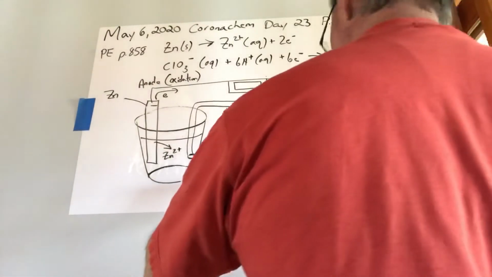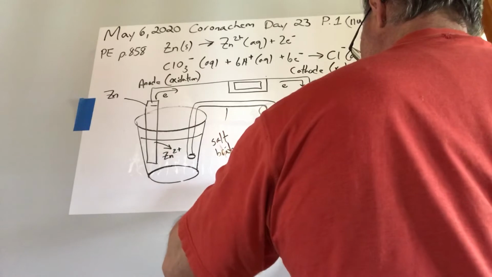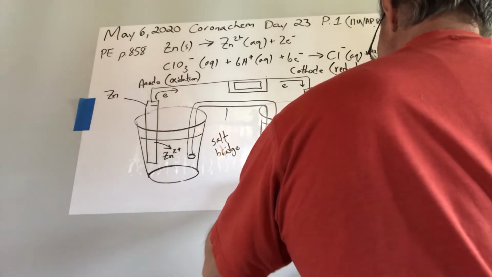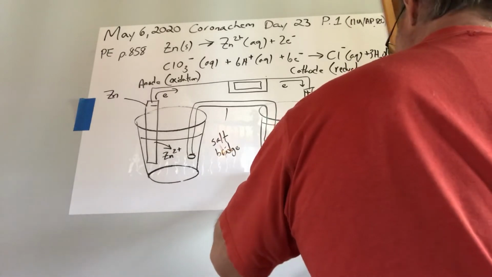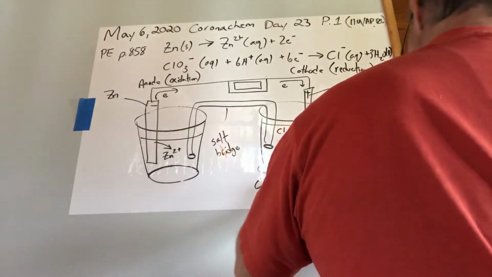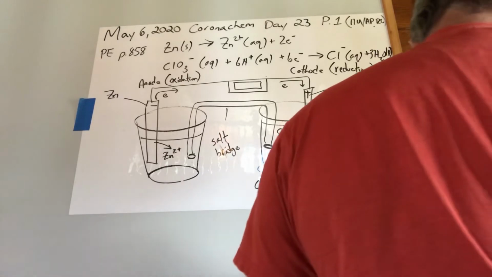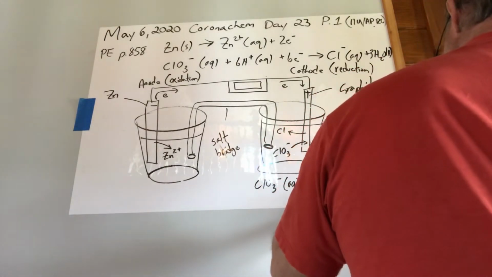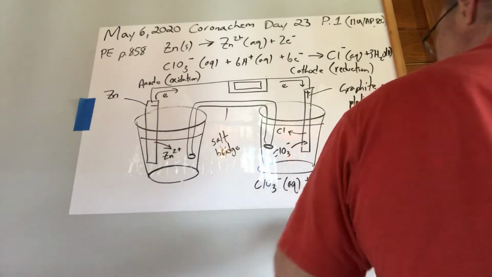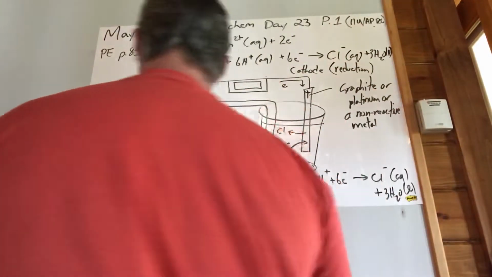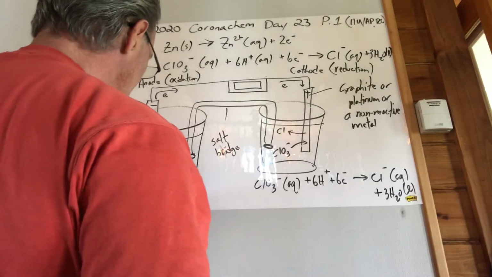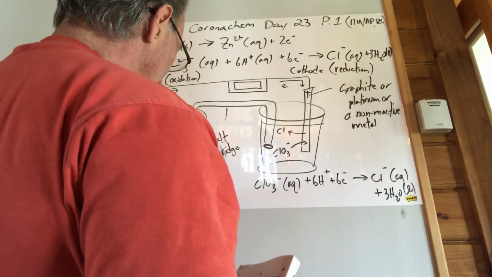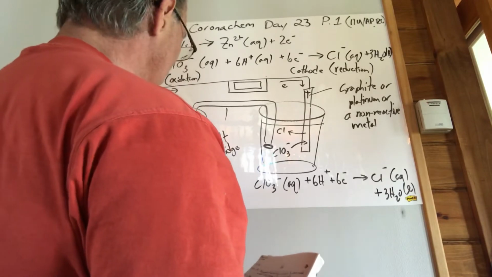So what happens here at the cathode is the chlorate, which is aqueous, is turning into chloride, which is also aqueous, and 3 waters. On the other side, you have zinc, which is a solid, turning into zinc ions and 2 electrons.